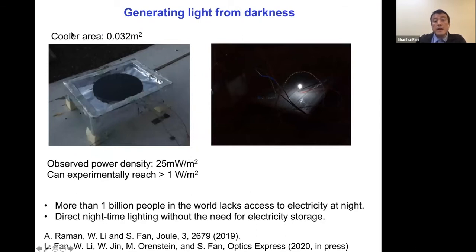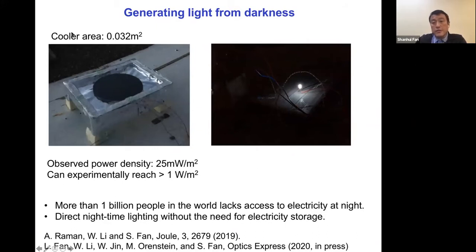And this allows us to generate electricity sufficient to power a light emitting diode at night, as you see on the right panel. The observed power density here is about 25 milliwatts per meter square. And we have shown theoretically that by further optimizing aspects of this experimental setup, one should be able to reach an experimental number beyond 1 watt per meter square in electricity generated.